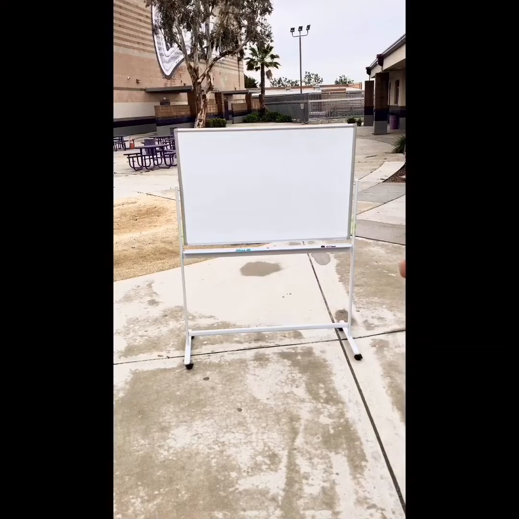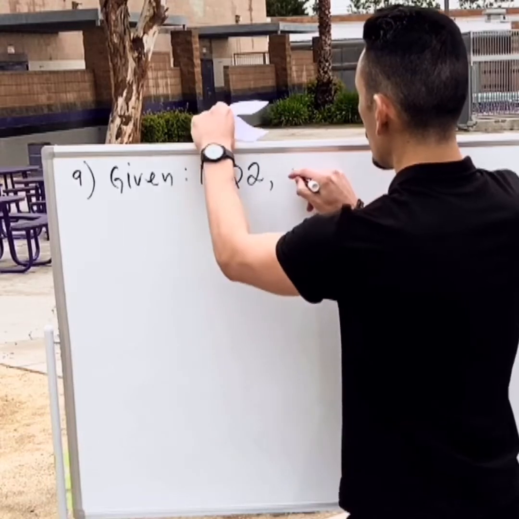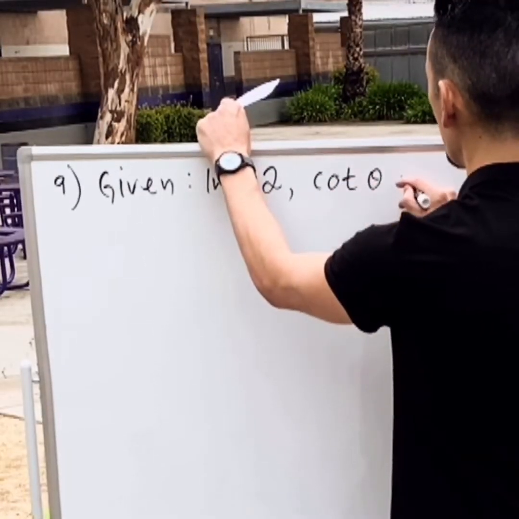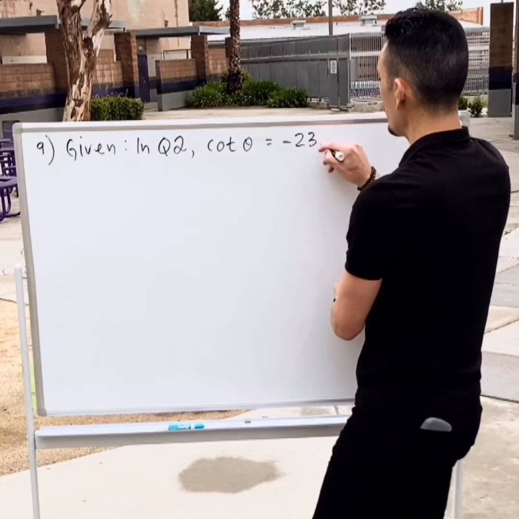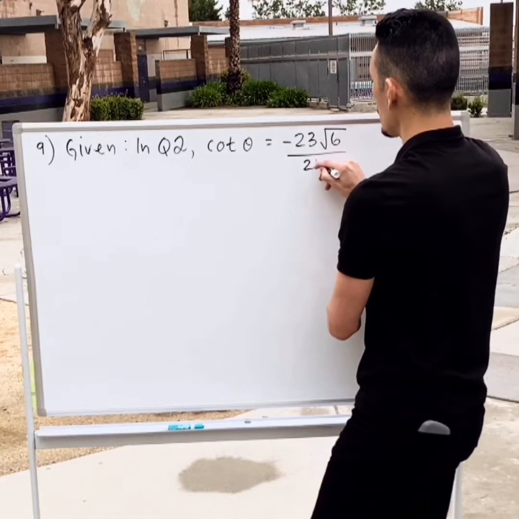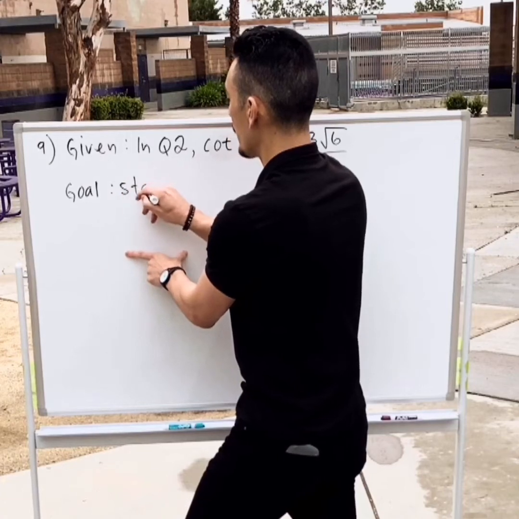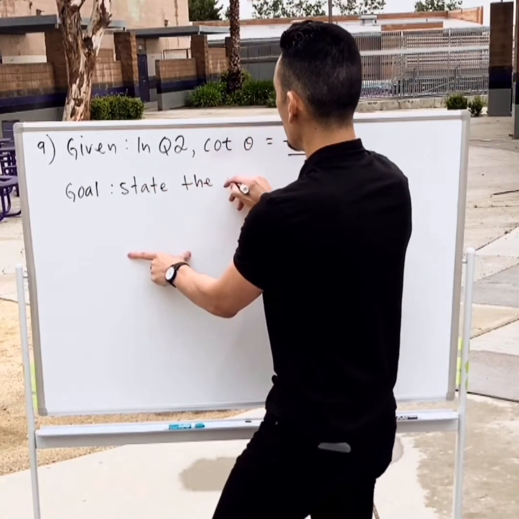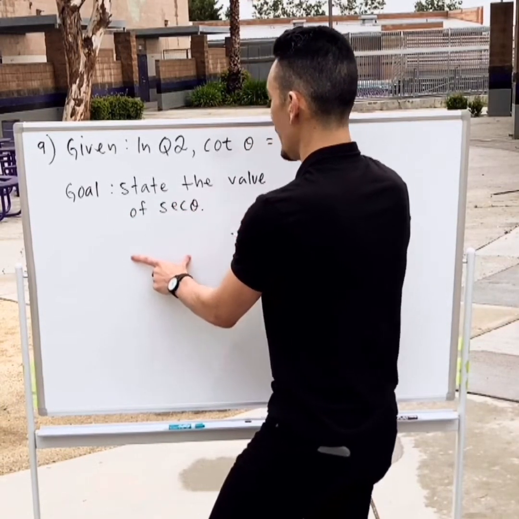All right, y'all, take out your notes from last Wednesday. Let's try example number 9. It's magic. Okay, so this is example number 9. In quadrant 2, cotangent of theta equals -23 square root 6 over 24. The goal is to state the value of secant of theta. So that's the goal.